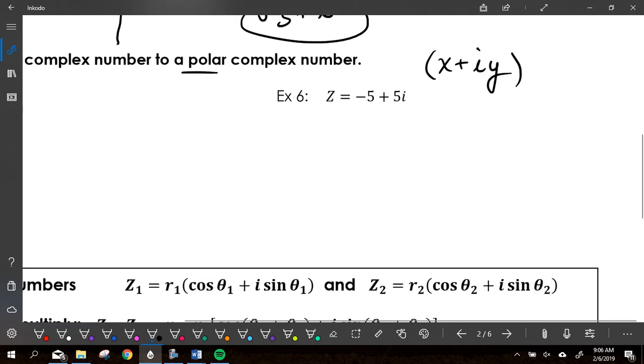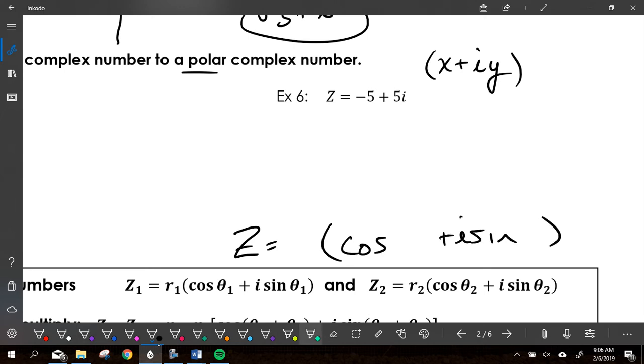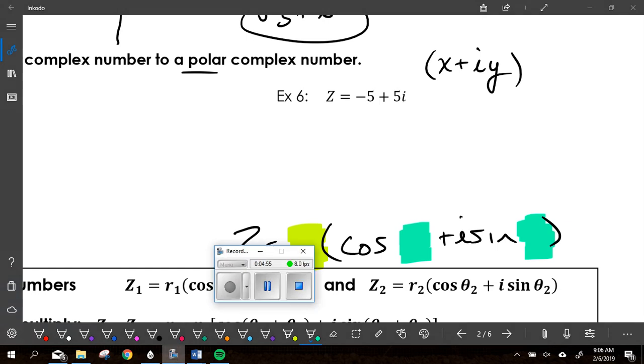It's the same thing. We are going to get in the form at the end of z equals r cosine plus i sine, where all you need to fill in is your radius and your angles. And those angles are always going to be the same. Take a second and do that for me, please.